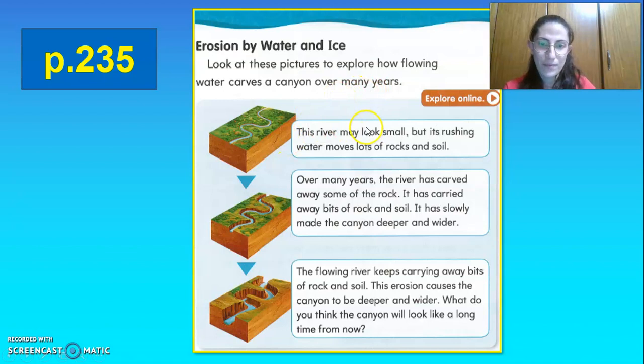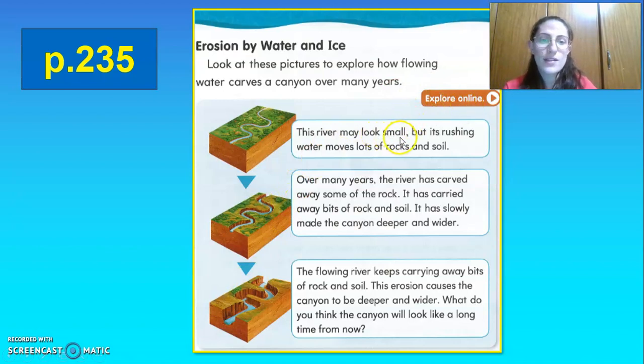Let's read. Or first of all, before we read, let's observe the pictures. In the first picture, we see a really small river. In the second one, we see it's getting deeper. In the third one, we see that we really have now a very deep and wide canyon. Let's see what happened. How did we get this canyon?